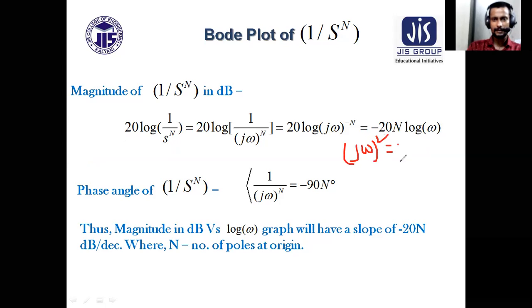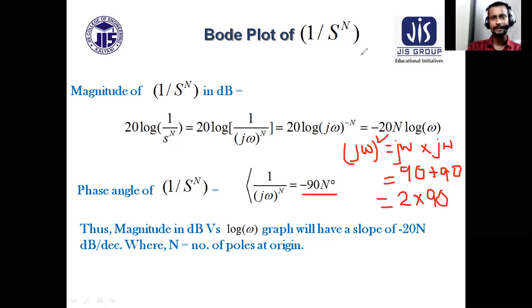This could be written as j omega into j omega. Now j omega has a phase angle of 90 degrees. Another j omega will also have a phase angle of 90 degrees. As these are in multiplied form, the angles will be added. So for j omega whole square, the phase angle will be 2 into 90 degrees. Clear? So 1 by j omega whole to the power 2 will have a phase angle of minus 90 into 2, as this is divided. Similarly, j omega to the power n will have a phase angle of minus 90n.